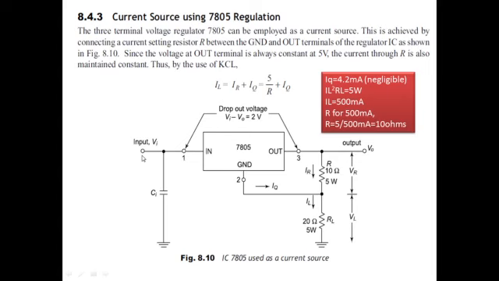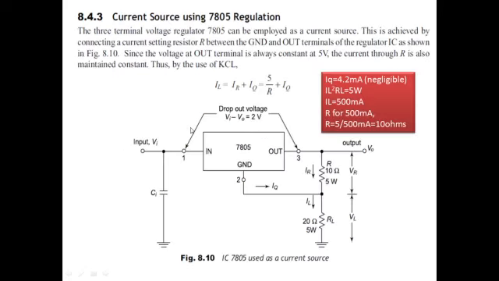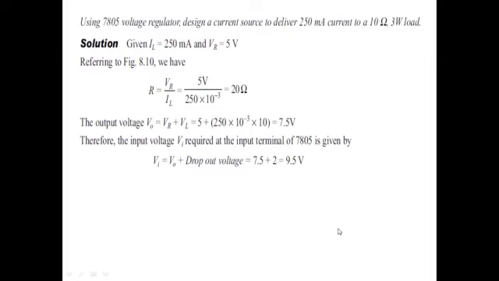So what will happen here? Your output voltage is equal to VR plus VL. So I have to determine my output voltage, VR plus VL. VR is the voltage across this resistance, VL is the voltage across the load resistance. Both the voltages I have to determine.